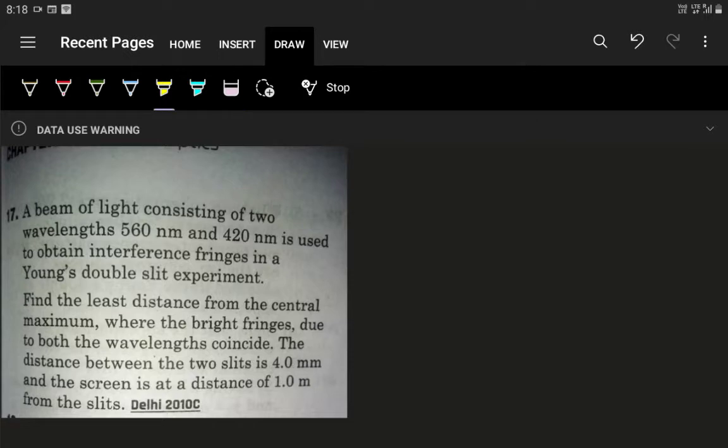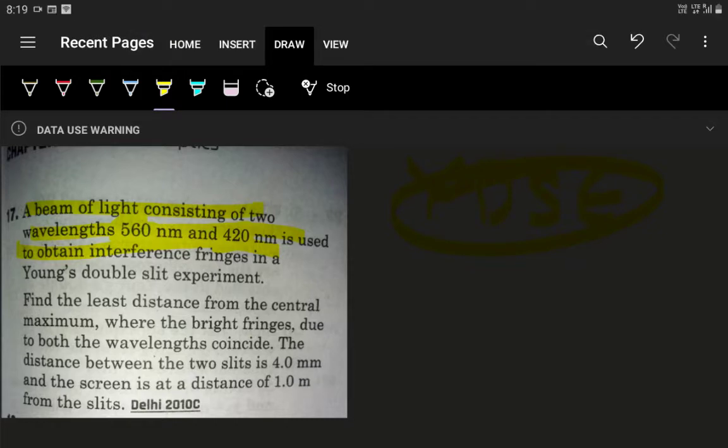So the question goes like this: a beam of light consisting of two wavelengths, 560 nanometer and 420 nanometer, is used to obtain the interference fringes in a Young's double slit experiment. So this is a YDSE question. I hope all the YDSE concepts are clear to you. Even if it is not clear, you don't need to worry. I'll tell you what the basic things are which you require to solve this type of question.